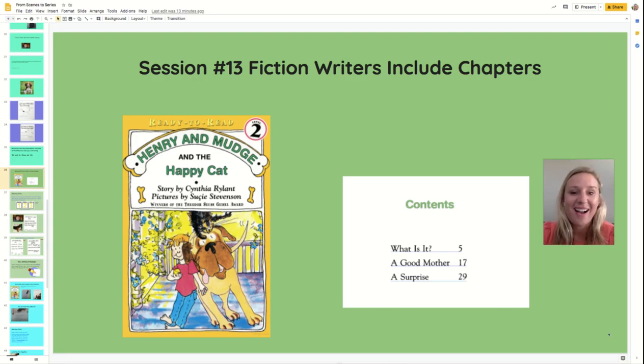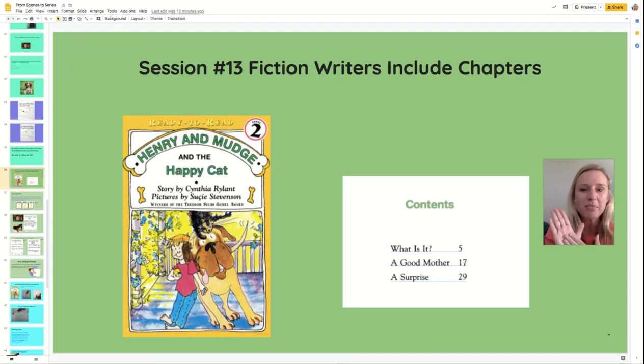Series writers, I was reading our mentor text, Henry and Mudge and the Happy Cat, and I noticed something that Cynthia Rylant was doing. I looked at the chapters, the table of contents, and I noticed that she really stretches out her story, the beginning, the middle, and the end.